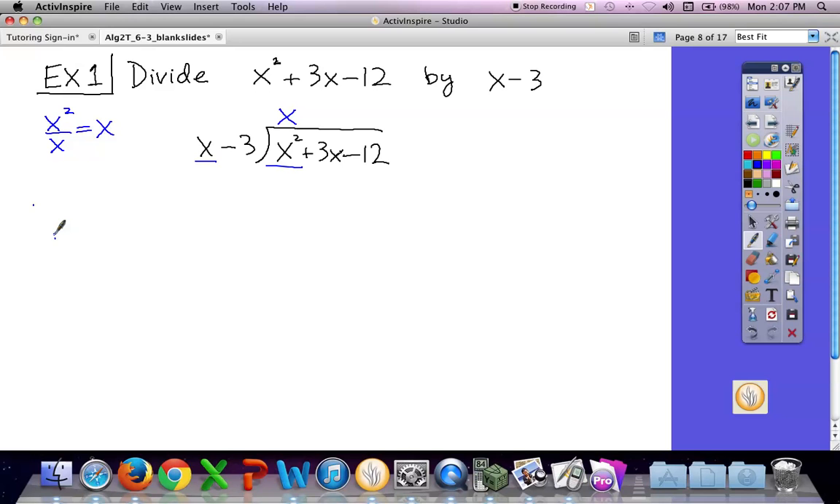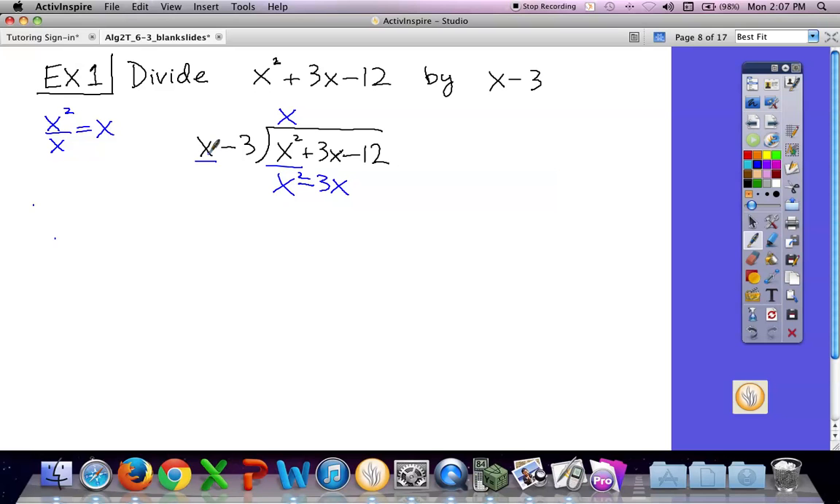You got to figure out whether in your mind you're saying to yourself, how many times does this go into that? Or what do you multiply times this? Whatever. You come up with the right thing there, and then you multiply, just like we did with numbers. X times x is x squared. And then you got to multiply again. X times negative 3 is minus 3x. You got to multiply for as many terms as you've got outside the divide. You have to multiply that many times.